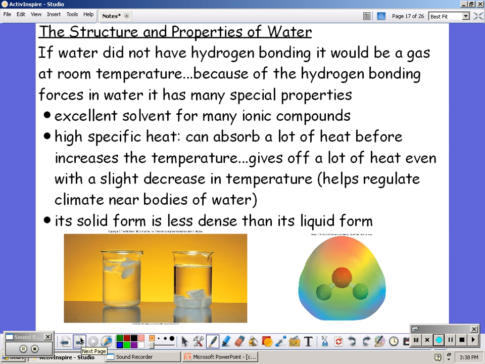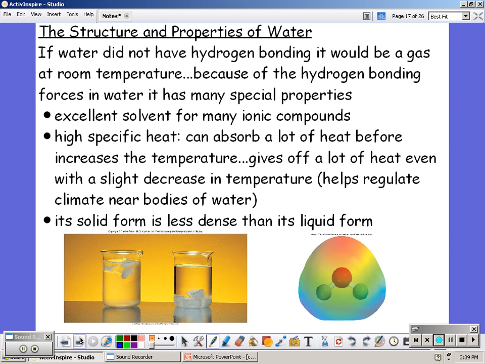The structure and properties of water. Water is a very unique substance because of the hydrogen bonding that exists. If it didn't have hydrogen bonding, water would actually be a gas at room temperature. But because of the hydrogen bonding, it has special properties. One is that it's an excellent solvent for ionic compounds. So ionic compounds will dissolve in water.